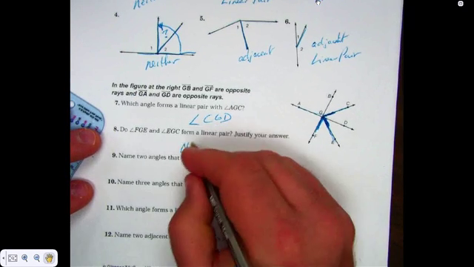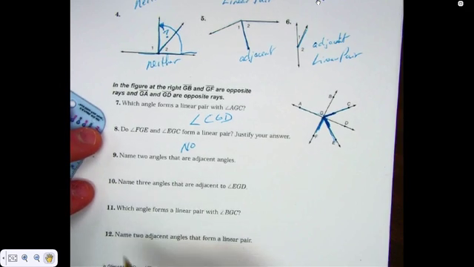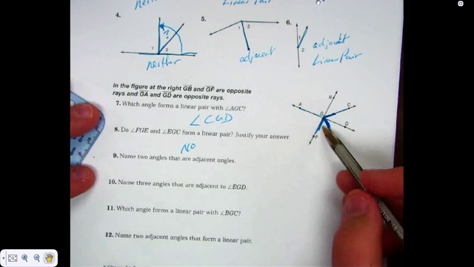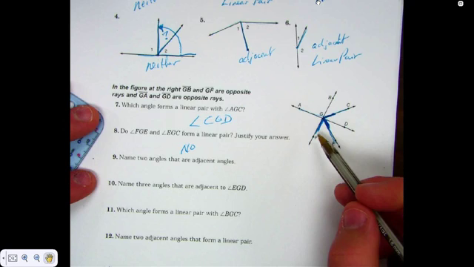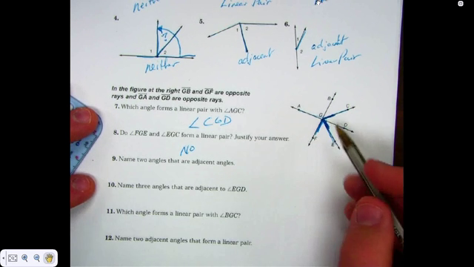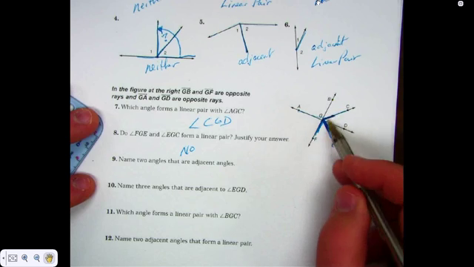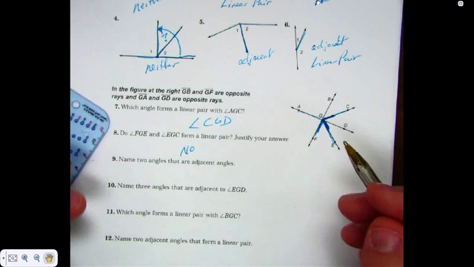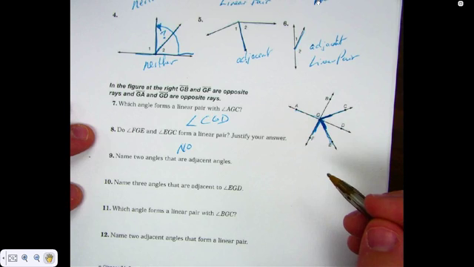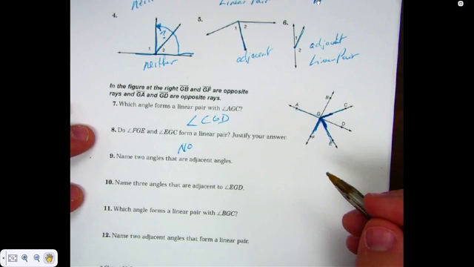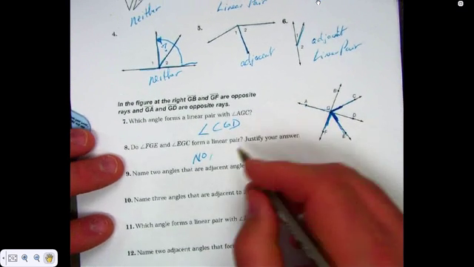So the answer, no. Name two angles that are adjacent angles. Wow, are there a lot of angles that share a vertex inside here? So is there going to be a lot of right answers here? Absolutely. AGB, BGC, they're adjacent, aren't they? Sorry. If we put no, do we have to justify the answer? Justify your answer.